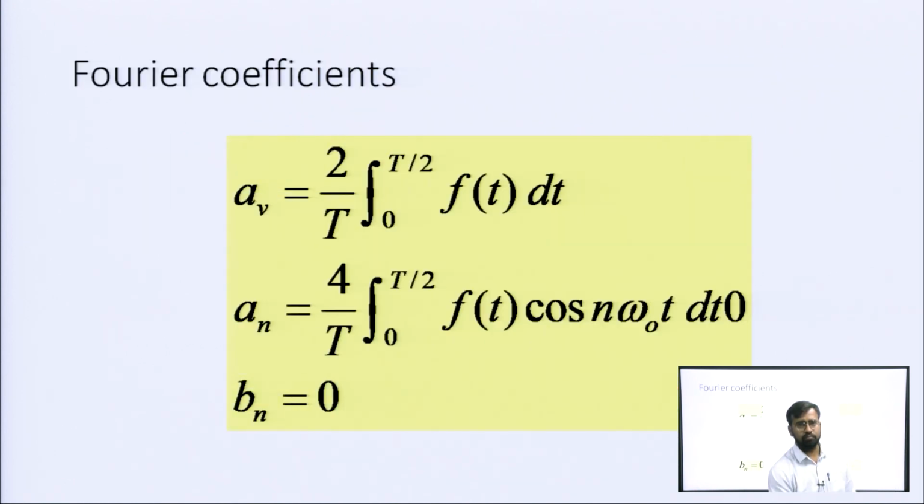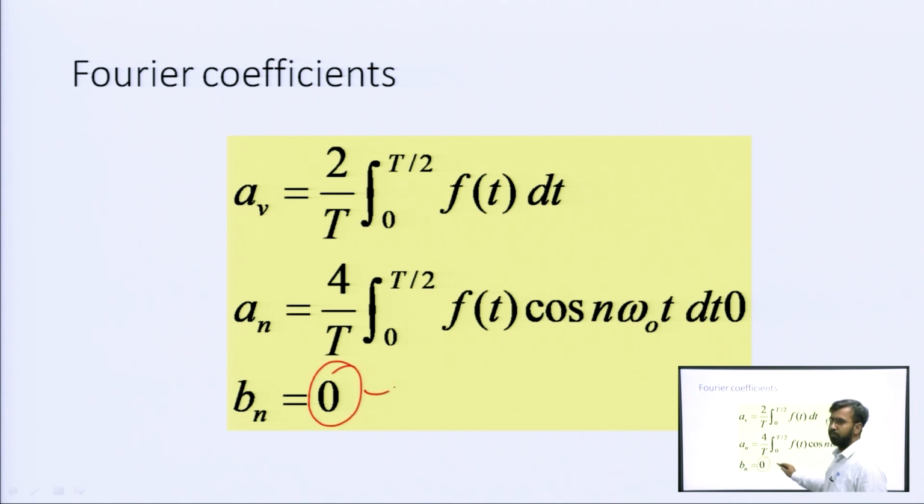Again, what I was telling you: why are you getting b n equal to 0? Any function which is even will give you b n equal to 0. Why? Because b n contains a sine term, and for a function f(t) that is even, you will have a sine term or a similar term.